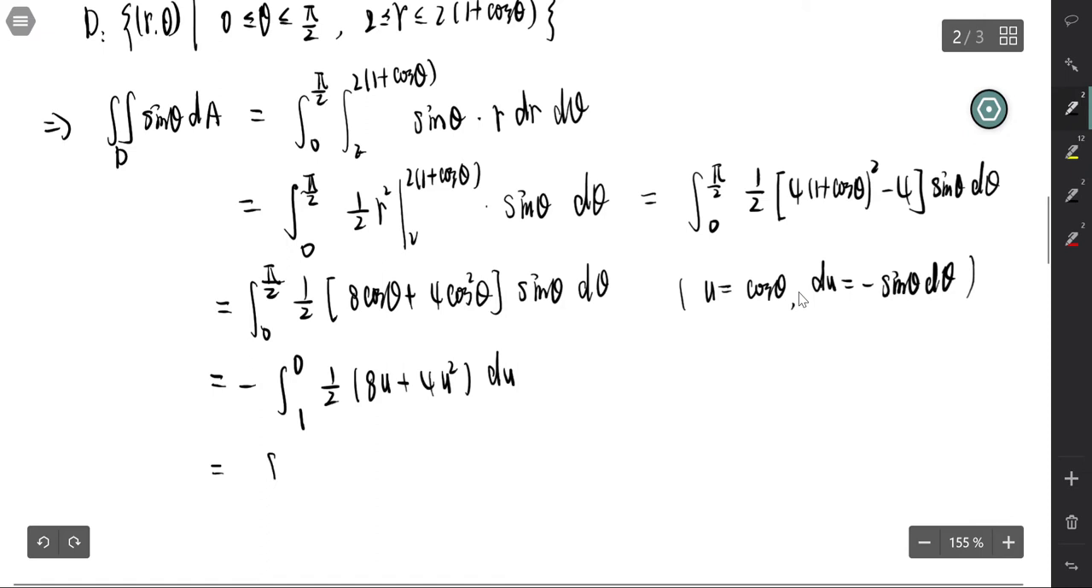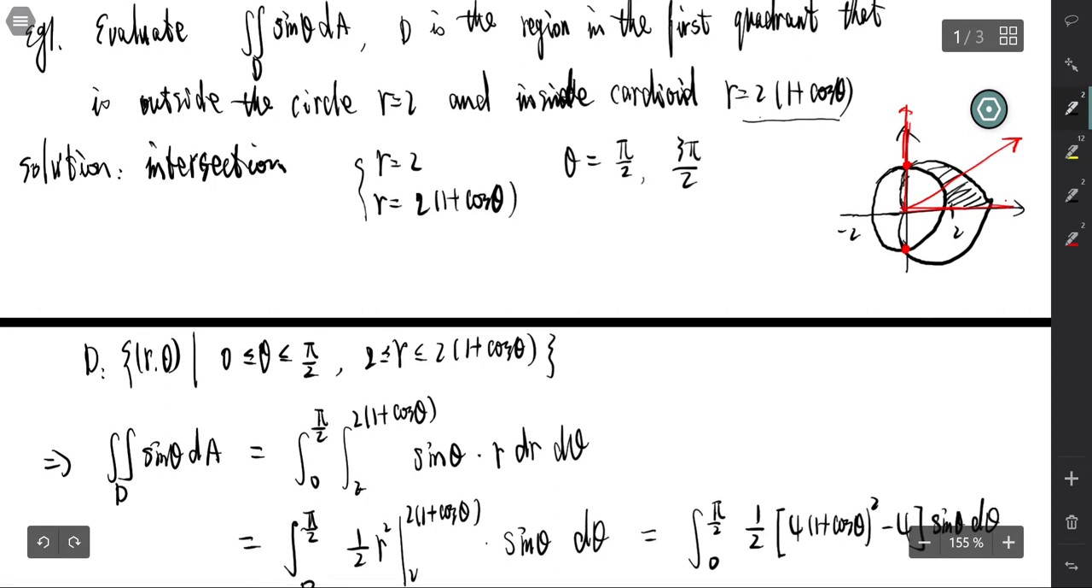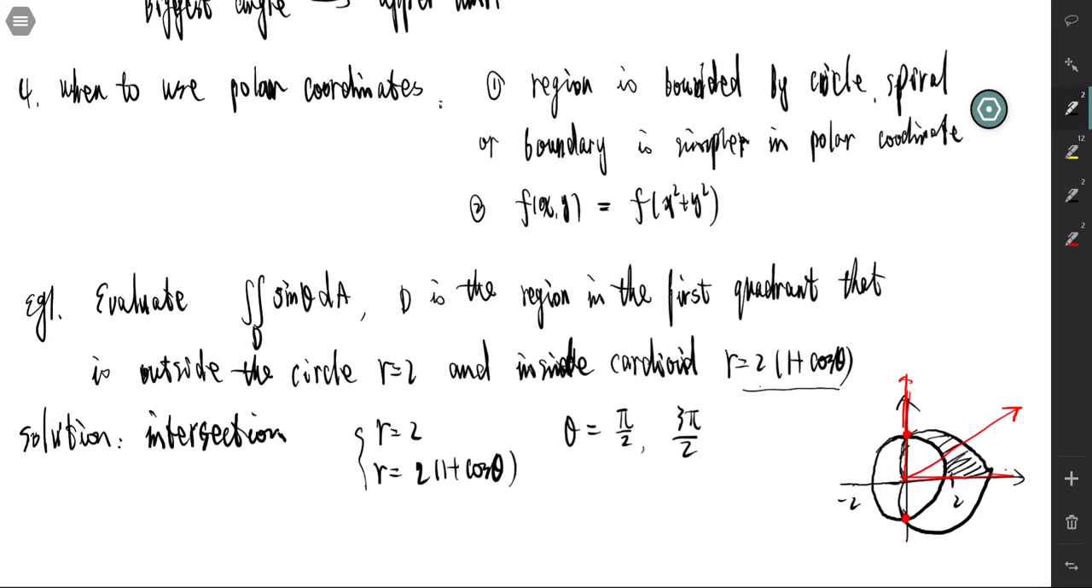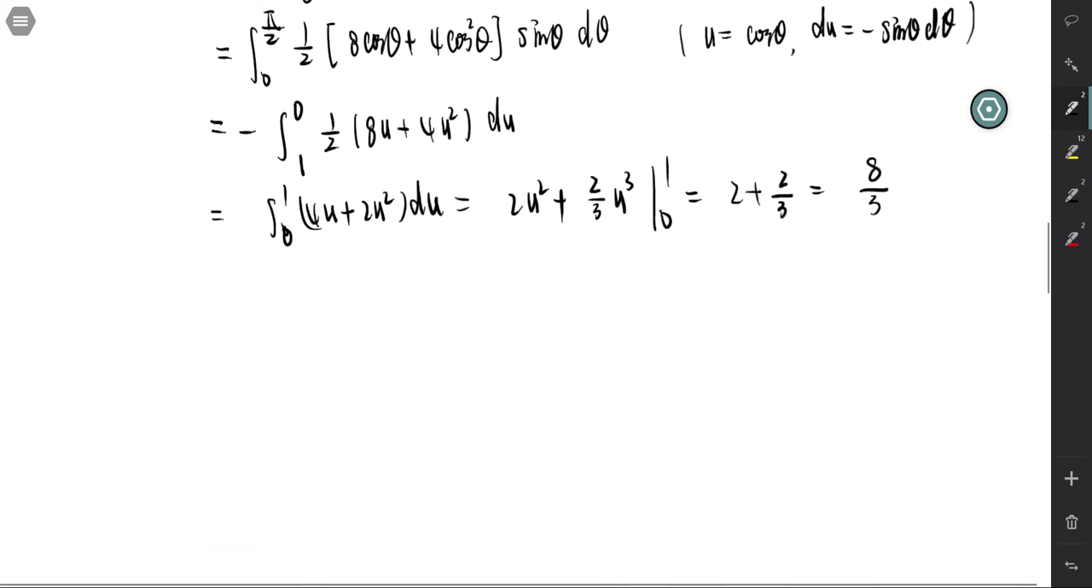That is from 0 to 1, 4u plus 2u squared du, which is 2u squared plus 2 over 3 u cubed from 0 to 1. That is 2 plus 2 over 3, that is 8 over 3. That's the first example. This example gives us the upper limit and the lower limit, or the outer curve and the inner curve, in polar coordinates. The equation is in polar coordinates, so it's easier to find the upper limit and the lower limit. Let's see another example.